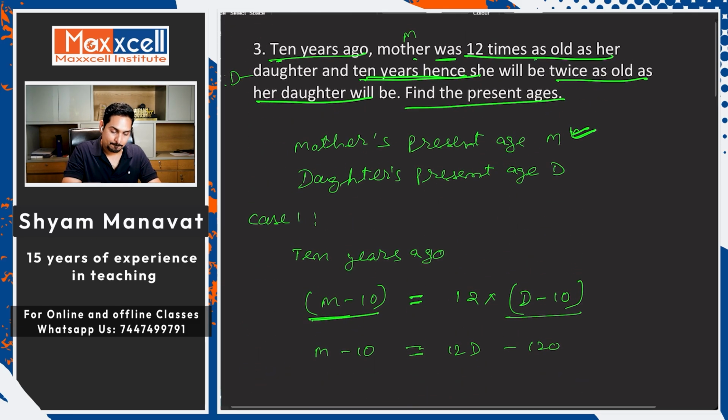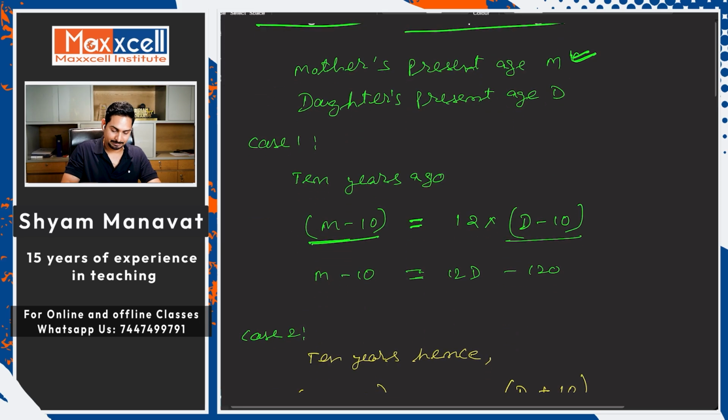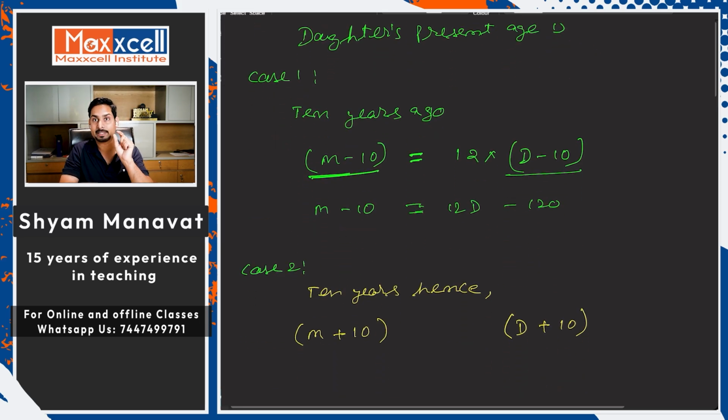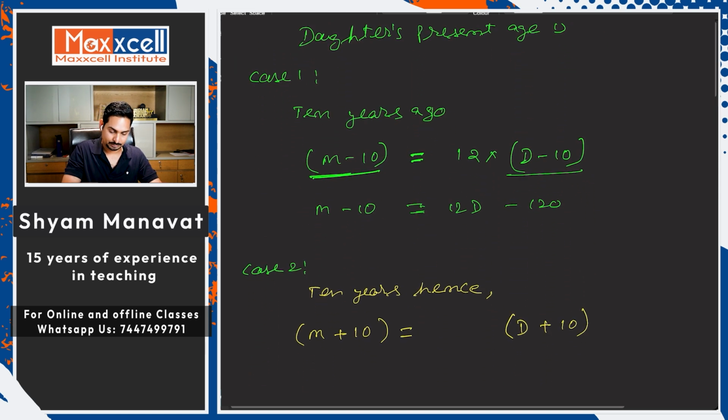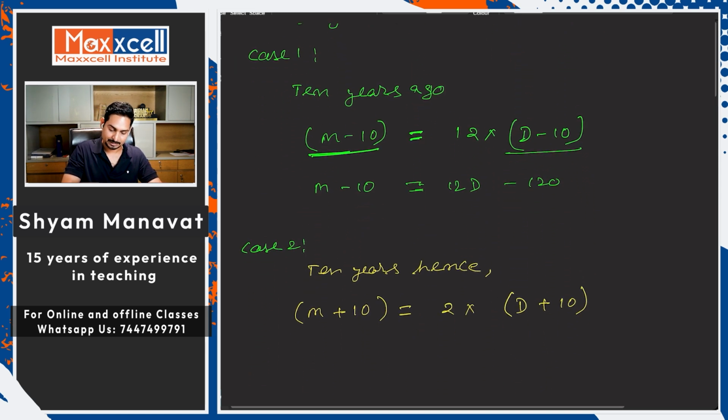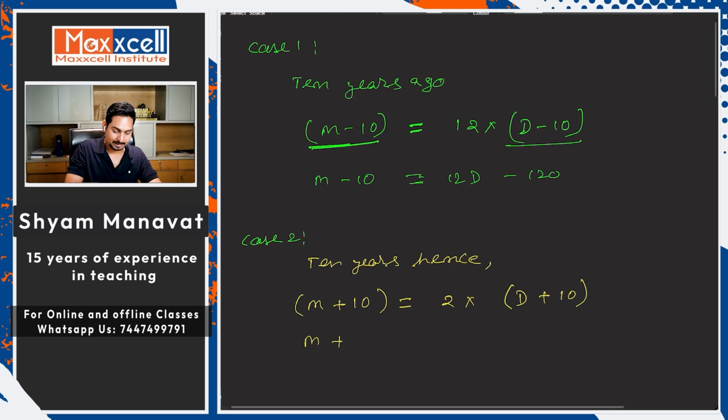अब कंडीशन क्या है? यहाँ पे है ट्वाइस. सो शी विल बी, हु विल बी? मदर विल बी, हेल्पिंग वर्ब, ये कितना है? इक्वल. इक्वल टू हाउ मच? ट्वाइस. ट्वाइस मतलब 2 से मल्टीप्लाई कर दो. अब सिंप्लीफाई करो. M plus 10 equal to 2D plus 20.